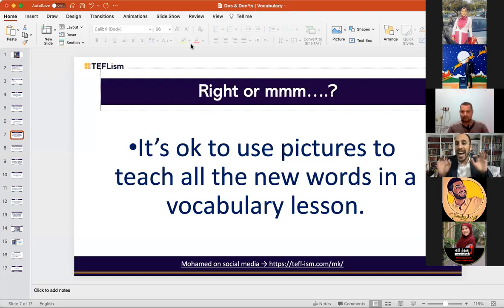There are 8 other ways to clarify the word or to elicit the word. In my vocabulary input session in the CELTA preparation course and in the Cambridge CELTA course, I clarified 8 ways of eliciting vocabulary. One of them is pictures, and we have 7 other ways to elicit. It is not only pictures. Don't overuse pictures.